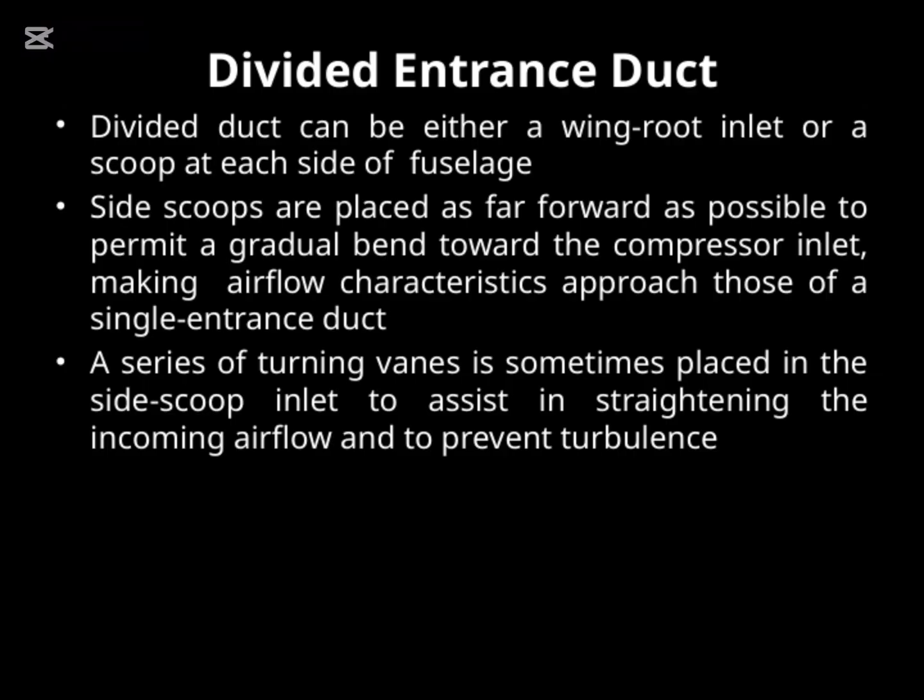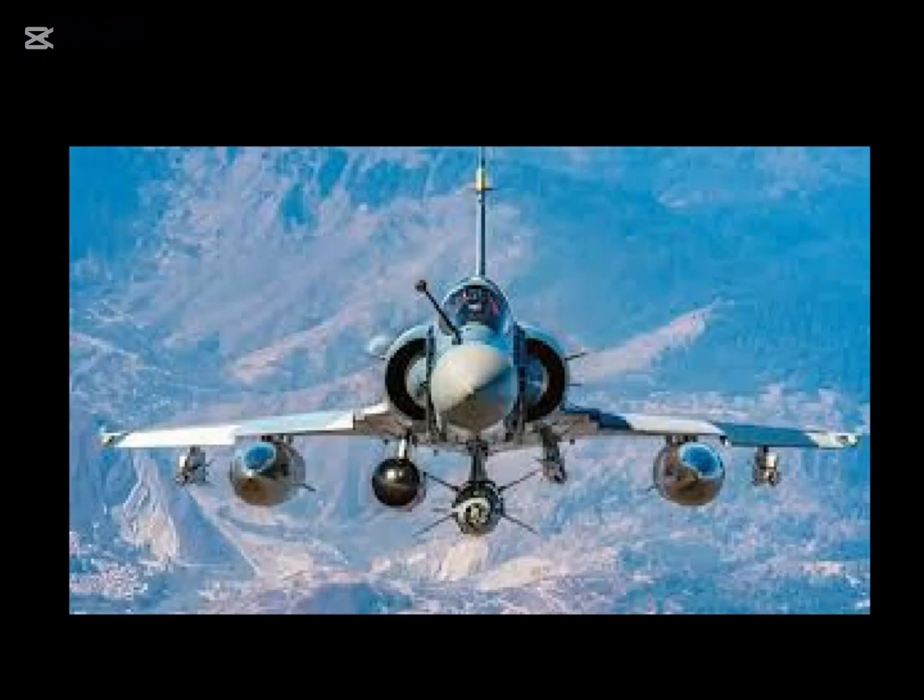To help with this, sometimes a series of turning vanes are installed inside the side scoop inlet. These vanes play a key role. They straighten the incoming airflow and help prevent turbulence, which can otherwise reduce engine performance. Overall, the design of divided entrance ducts, especially with features like forward placement and turning vanes, is all about optimizing airflow to ensure the engine operates smoothly and efficiently, fitting into the bigger picture of aerodynamic and engine performance optimization.